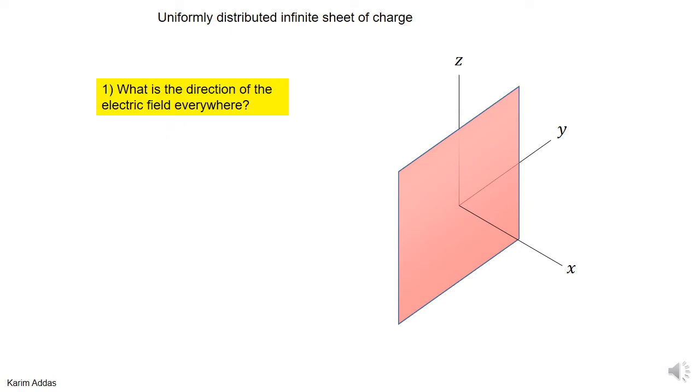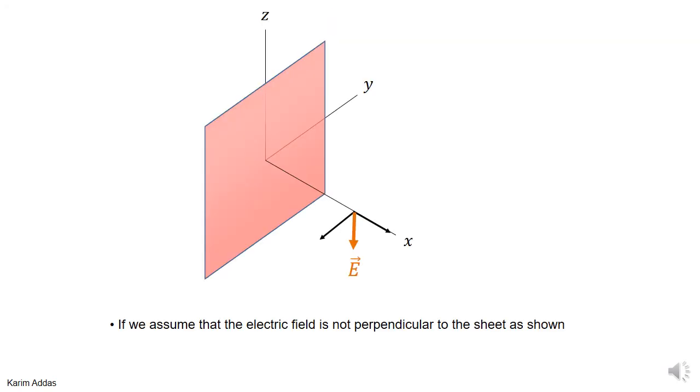So the first thing, as usual, we need to find is what is the direction of the electric field everywhere in space. So let's assume that the electric field has a component perpendicular to the sheet and also parallel to the sheet. And we're going to show by contradiction that it cannot have a component parallel to the sheet. So the argument is the same as usual.